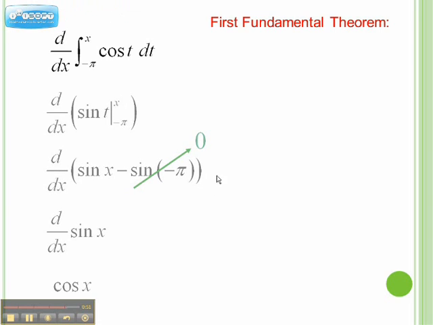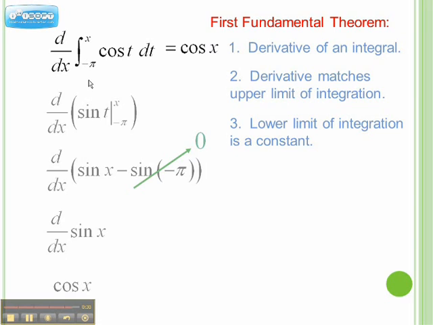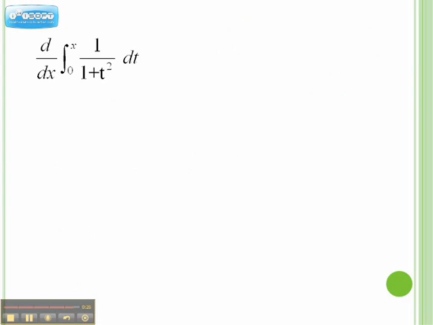So instead of doing the long way, we can just remember the first fundamental theorem that says the derivative of an integral, my upper limit matches the variable that we are taking the derivative with respect to. My lower limit is a constant. We don't even care what it is. We just want it to be a constant. And that is our answer.